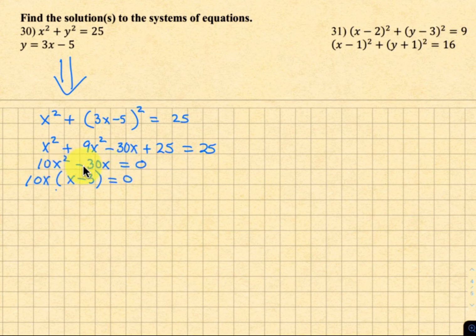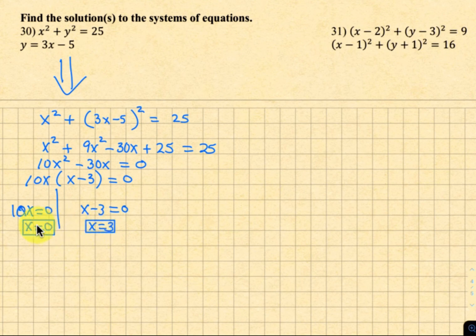Now we can factor out what is common, and what's common would be 10x. So 10x comes out. That leaves us with x minus 3, and that is equal to 0. Now we're going to take the 10x and set it equal to 0, and x minus 3 also equals 0. If 10x equals 0, then x is 0. If x minus 3 is 0, then x is 3. So we're going to have two solutions, one with x equals 0 and one with x equals 3.